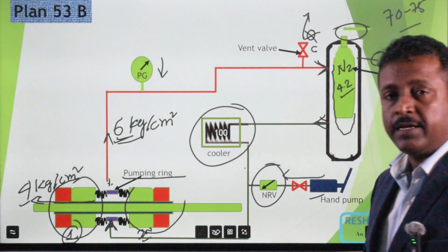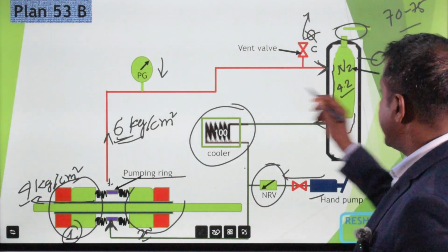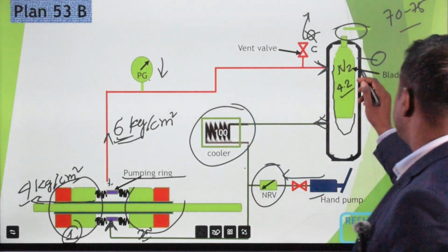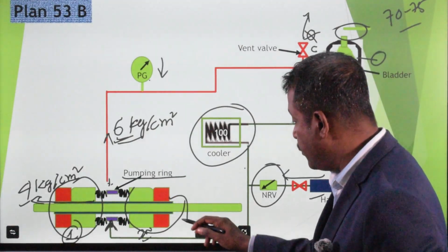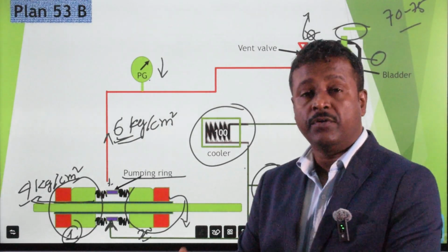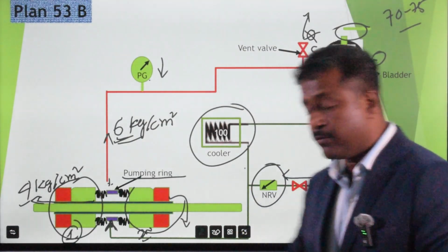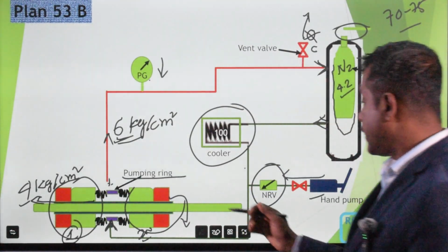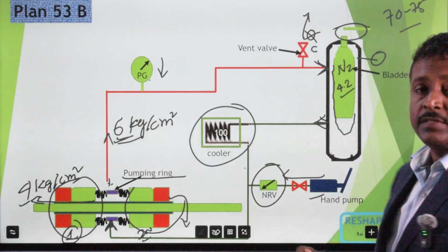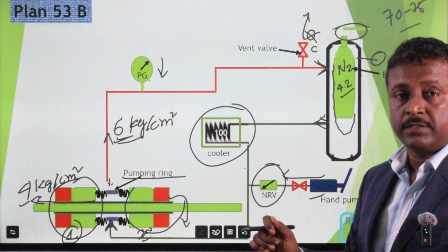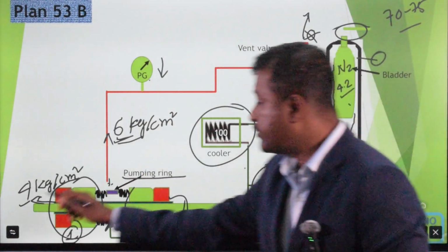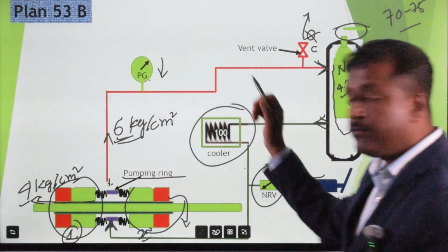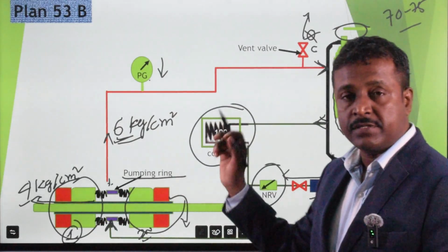If the secondary seal leaks, what will happen? At that time also the PG and pressure switch are activated, but in this case we will find accumulation of barrier liquid in the pump base. Now, never fill this nitrogen in running condition. To fill this nitrogen, we have to isolate the pump and drain the barrier liquid system.